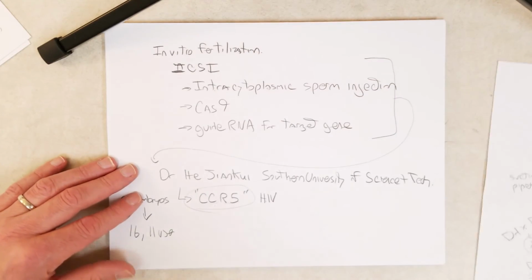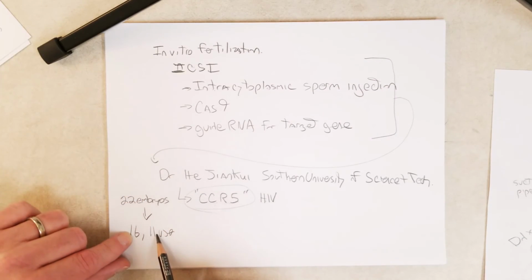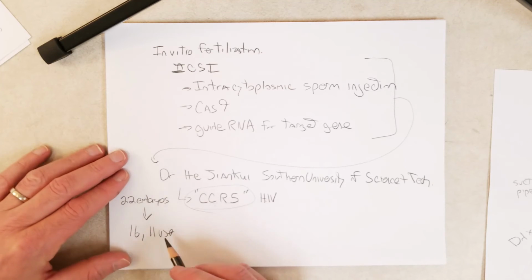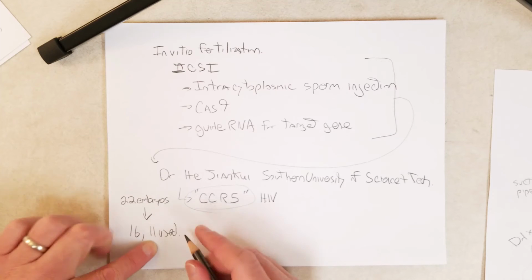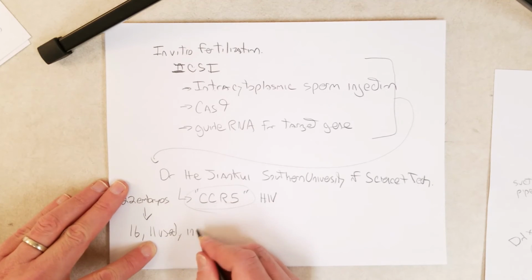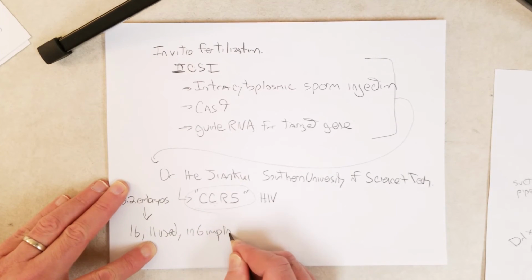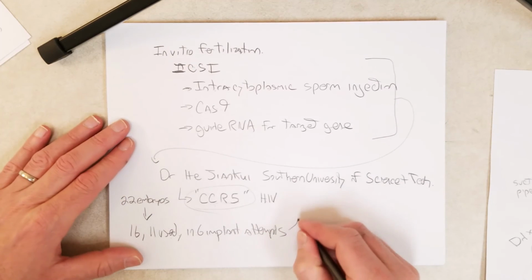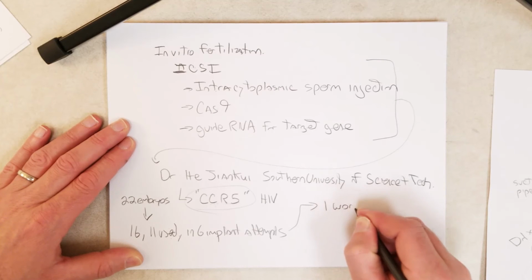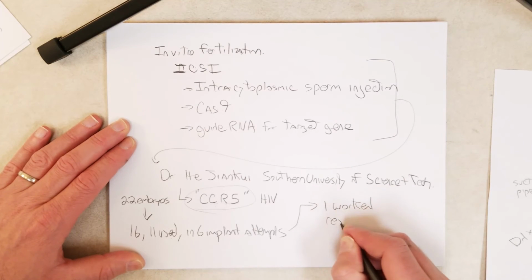Okay, so we probably use PGD to genotype these. He used 11 embryos in 6 implant attempts, and 1 worked and resulted in twins.